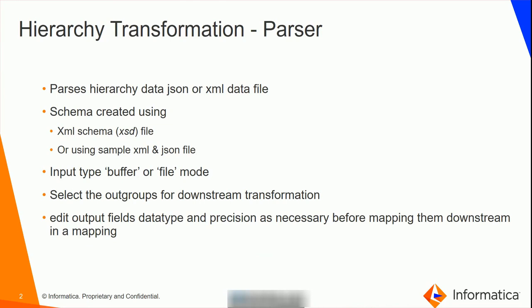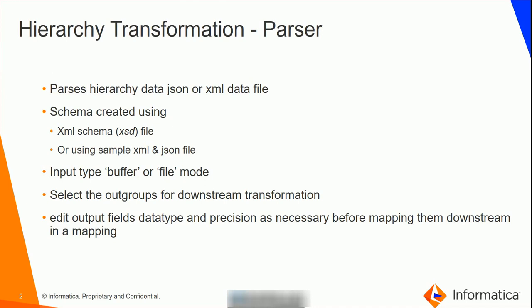In order to parse the data, we need to configure a schema in hierarchy transformation, and the schema can be created by having an XML schema XSD file as an input, or a sample XML or JSON file is needed. Hierarchy transformation can have two types of input, buffer mode or file mode. In file mode, you would be configuring the file path with the file name. In buffer mode, you would be passing on the file data as a whole.